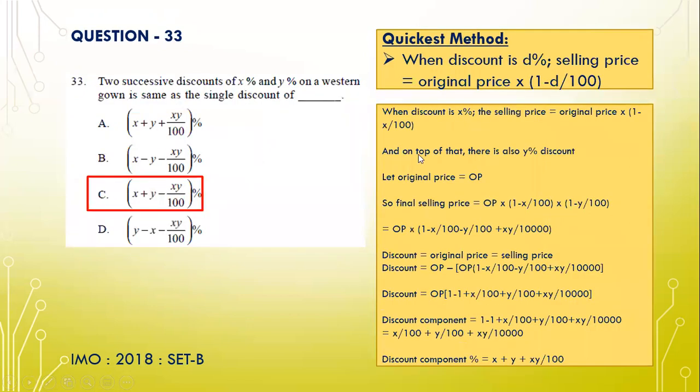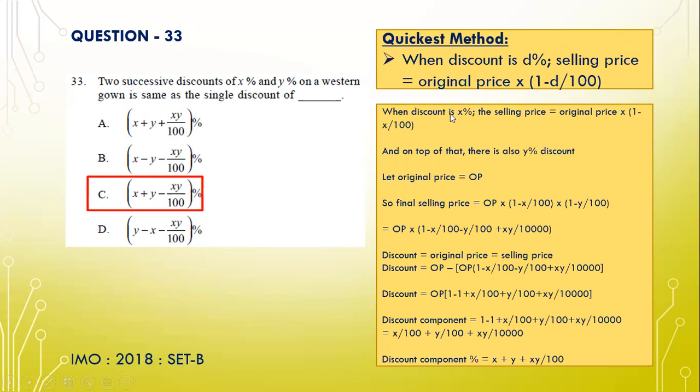Okay, next one. Two successive discounts of X% and Y% on a Western gown is same as the discount of. Okay, so now you have to observe the discount formula. When discount is D%, the selling price is original price into 1 minus D upon 100, isn't it? When you get a discount of 10%, and if the original price is 100, then what is 100 into 0.90, isn't it? So 10%, which is 10 upon 100, is 0.1. So 1 minus 0.1 is 0.9. So 100 into 0.9 is 90, isn't it?